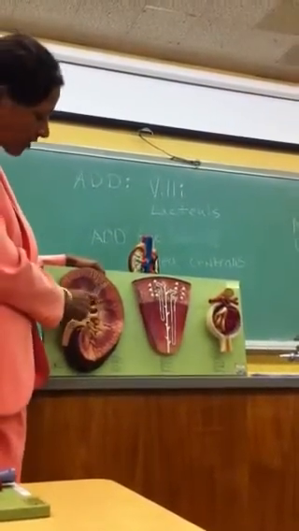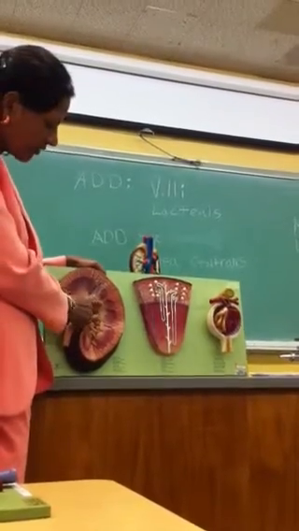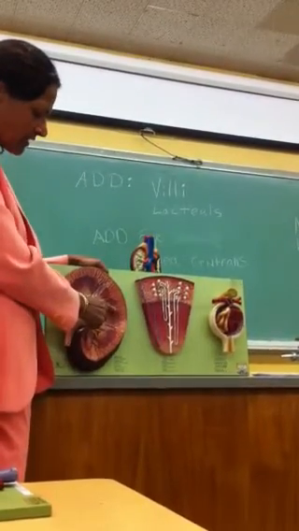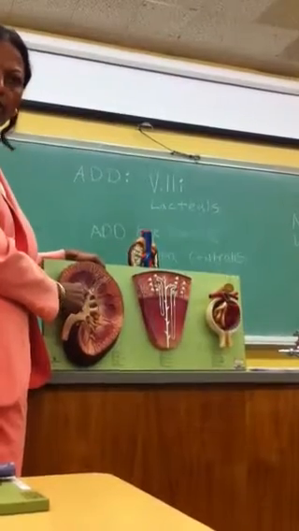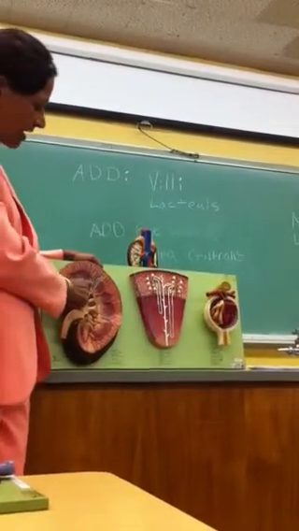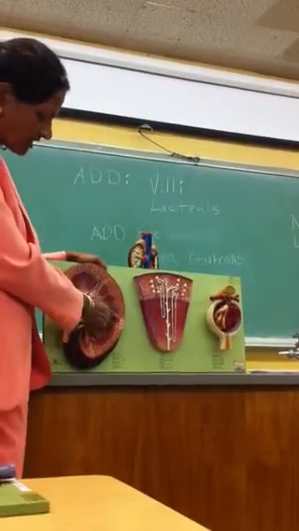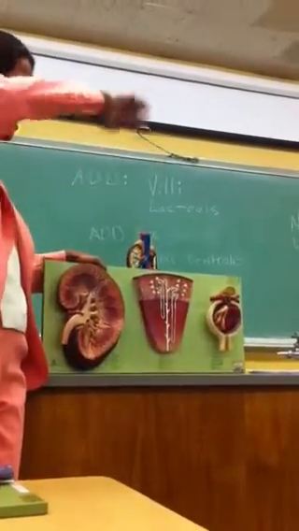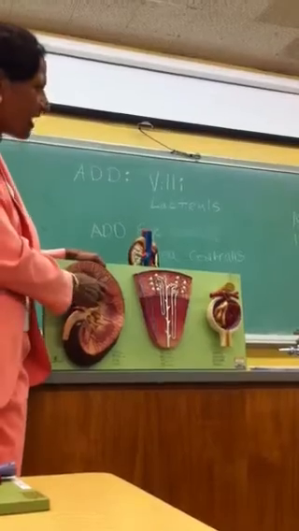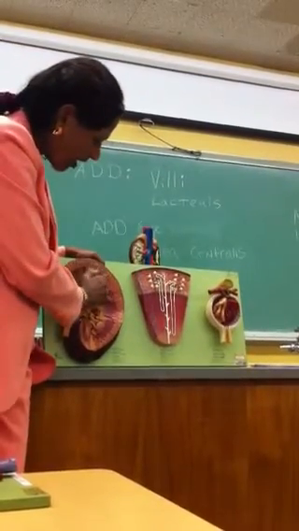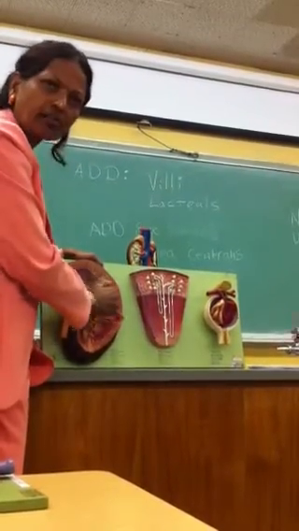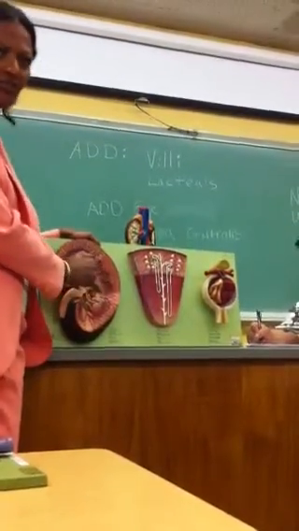These are the lobar arteries. They divide again into interlobar arteries. See these? Those are the interlobar arteries. And the interlobar arteries then become the arcuate arteries. See how they are arching out, right? That's the arcuate arteries. And then from the arcuate arteries, you can see a lot of branches going up into the cortex region, right?